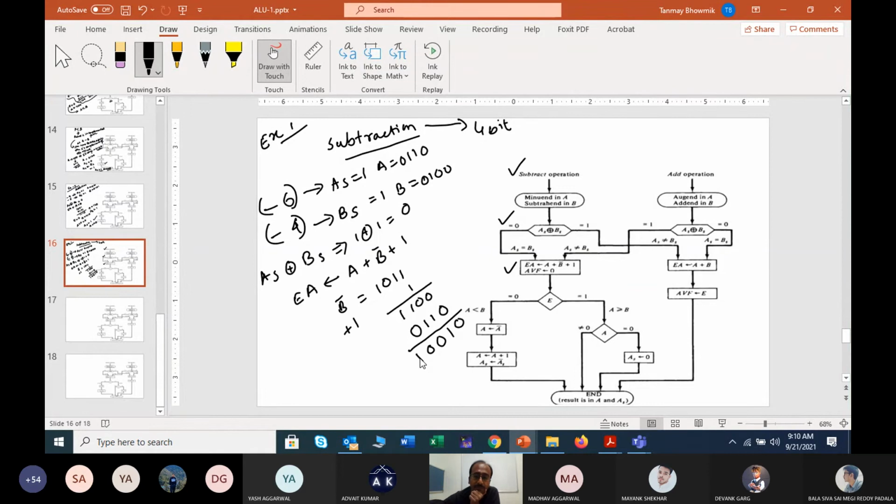We may have made some mistake in some step. Did you find it, anyone? Any step, any mistake? AS XOR BS has been done properly. A plus B complement plus 1: A was 0 1 1 0 and your B complement was 1 0 1 1. We have added 1. So that means 0 1 1 0 0.